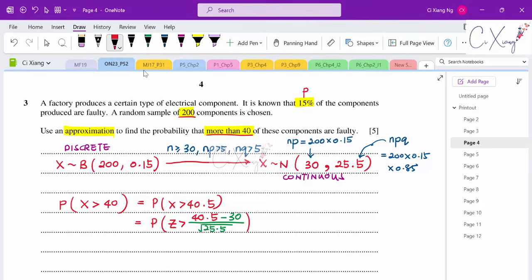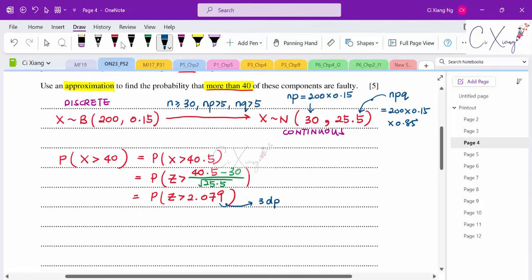Okay, so please ensure that you show the step for standardization, and you will get z greater than 2.079. Okay, so for this value, a small reminder here, the value of z, we need to find it up to 3 decimal places. Because for our normal distribution table, the value of z that we're able to find is up to 3 decimal places. So you have to find it up to 3 decimal places so that you can get the most accurate answer. Okay, then let us continue further.